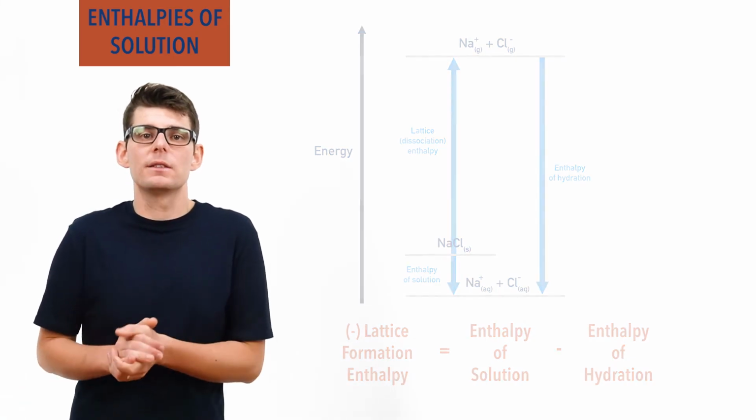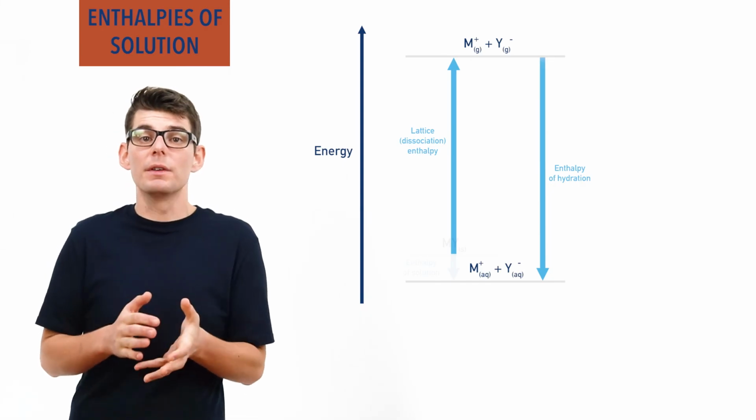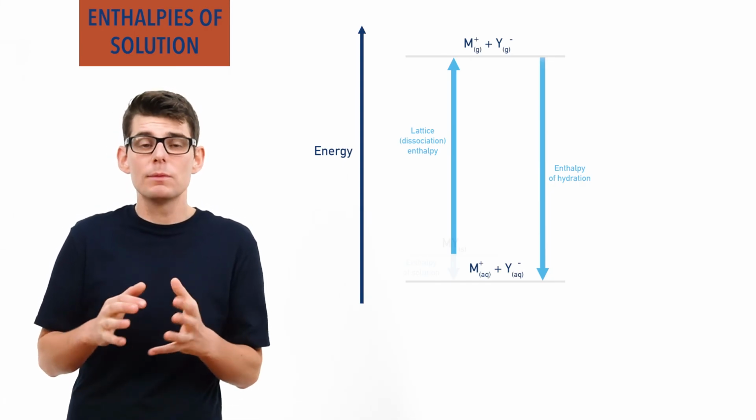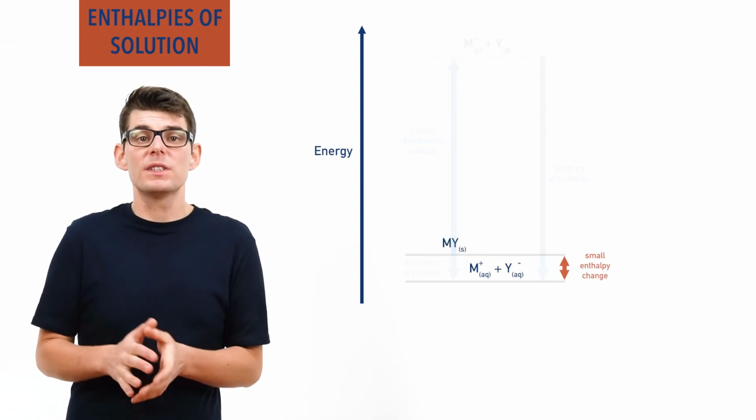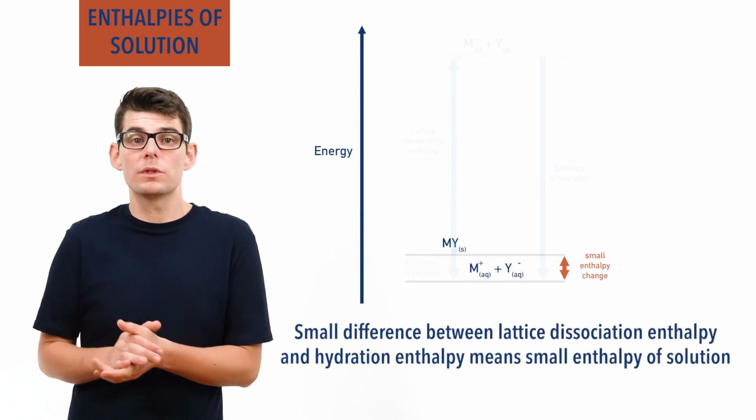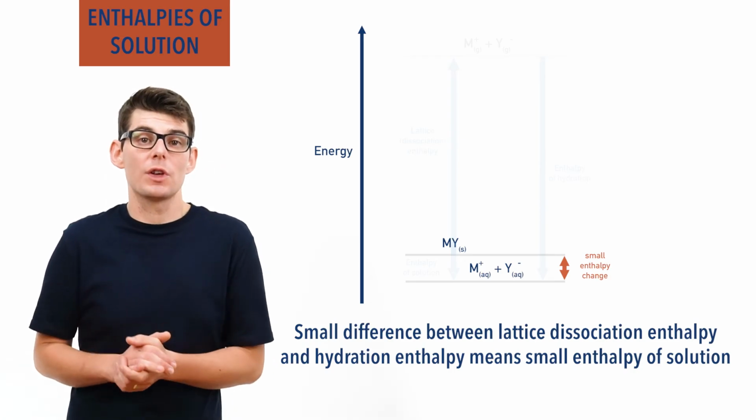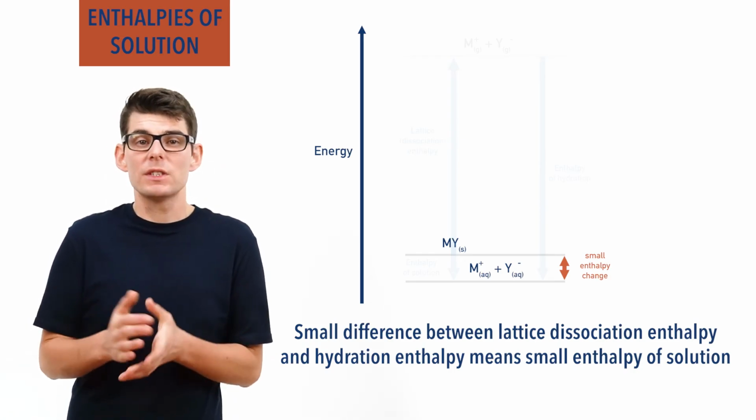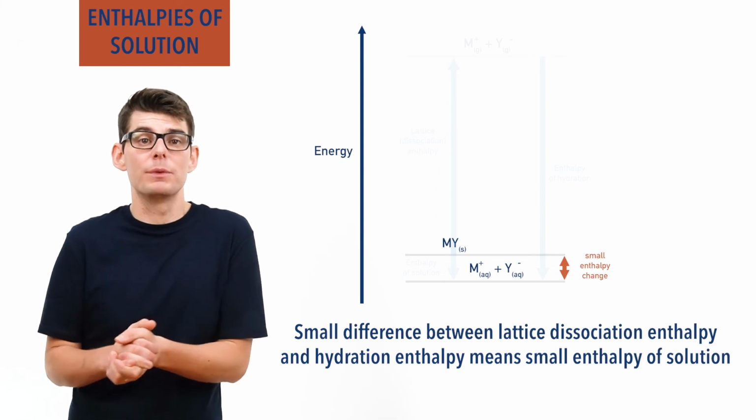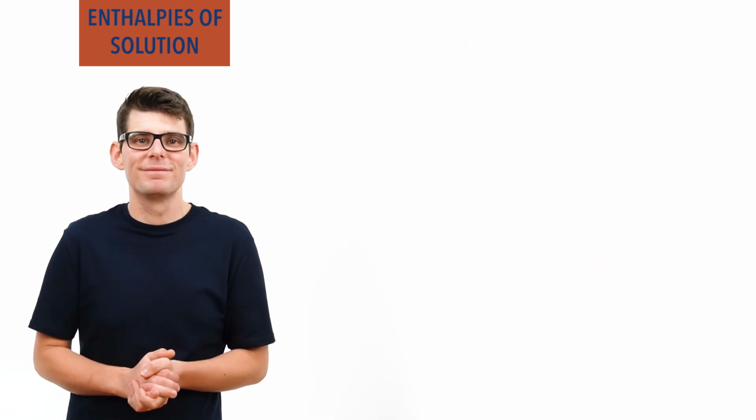For many lattices, the lattice enthalpy of dissociation and of hydration is very similar, meaning very small enthalpies of solution. This is why there may be very little temperature change when a lattice dissolves in water, as ultimately very little overall enthalpy change actually occurs. And this is partly why dissolving can sometimes happen so easily at room temperature for many ionic compounds.